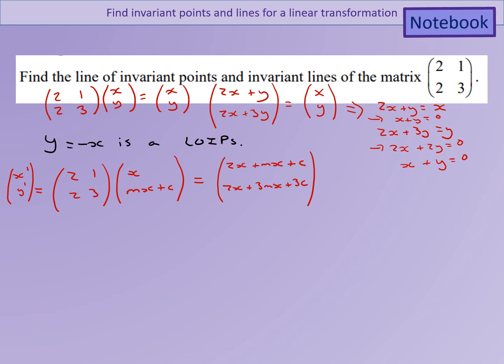Now, if those points are on an invariant line, then they will have started on the line y equals mx plus c, and they will still be on the line y equals mx plus c after this transformation. So that tells us that the new coordinates, x', y', will also have the same relationship. y' will have to equal mx' plus c. So I'm just going to substitute in the expression that we got for y'. So we got that y' was 2x plus 3mx plus 3c.